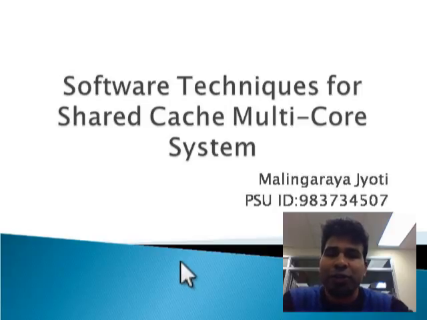Hi, I'm Malingrai Jyoti. So today I'll be talking about software techniques for shared cache multi-core systems. I'll be dealing with the shared cache architecture with a special emphasis on Intel's advanced smart cache and a few techniques which could be employed for using the cache effectively in multi-core systems.